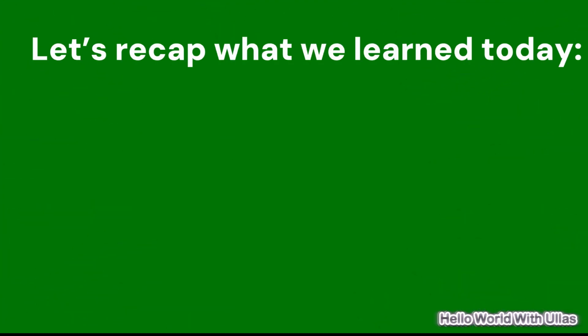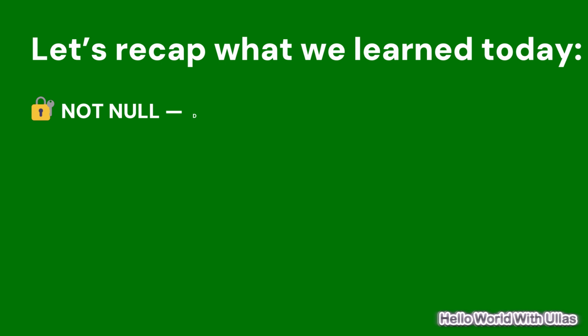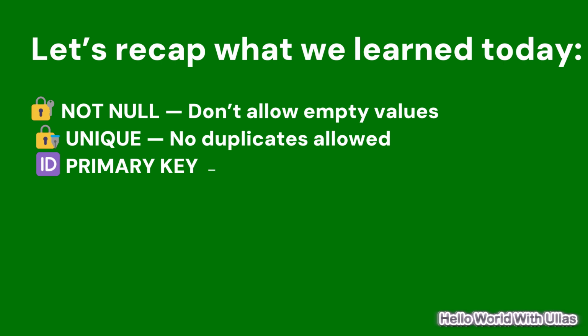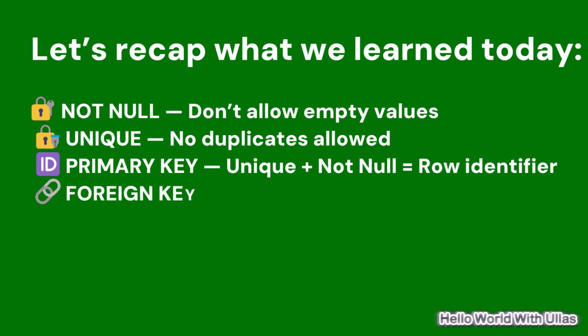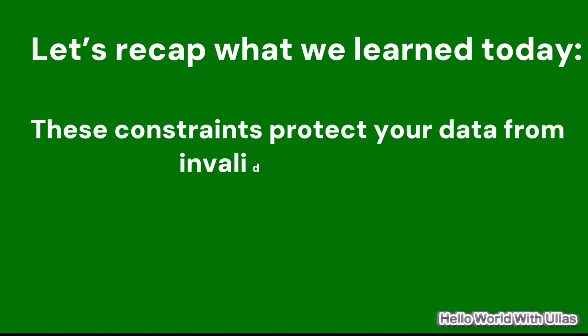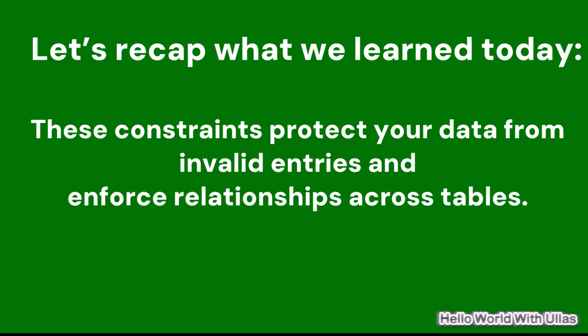Now let's recap what we learned today. NOT NULL will not allow empty values. UNIQUE will not allow duplicate values. PRIMARY KEY is a combination of UNIQUE and NOT NULL, so it becomes a row identifier. FOREIGN KEY connects one table to another. These constraints protect your data from invalid entries and enforce relationships across tables.